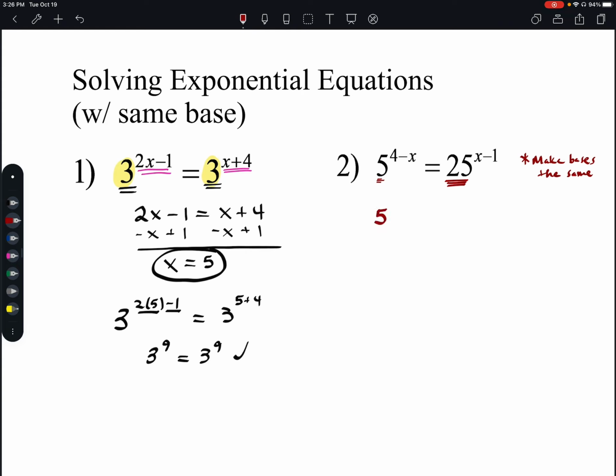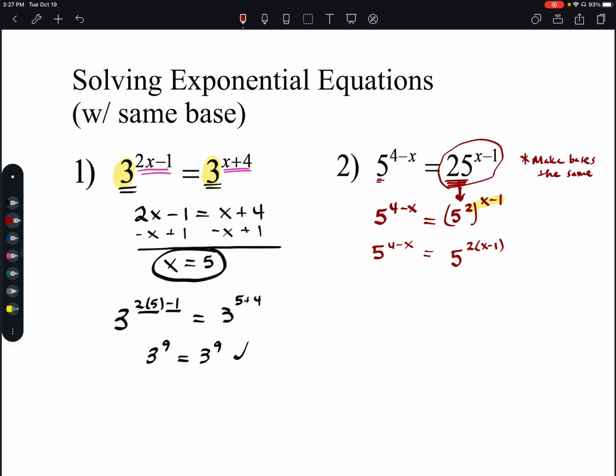So I have 5 to the power of 4 minus x, and that's the same thing as 5 squared raised to the power of x minus 1, if we're comparing it to this expression up here. Okay, so we've turned this 25 into 5 squared. Now they have the same base, and we can apply our exponent rules. So we've got 5 squared raised to the power of x minus 1. Remember, we have to multiply. So this is the same thing as 5 to the power of 2 times x minus 1, which is still equal to our 5 to the power of 4 minus x.